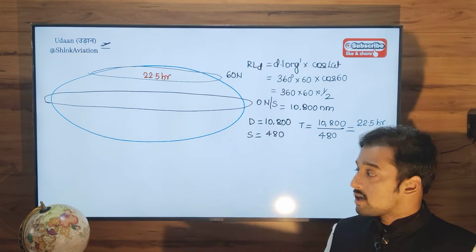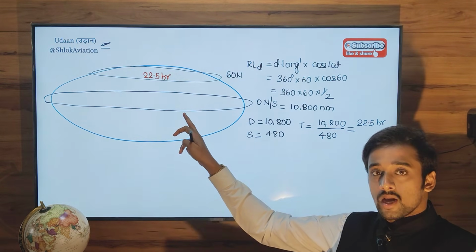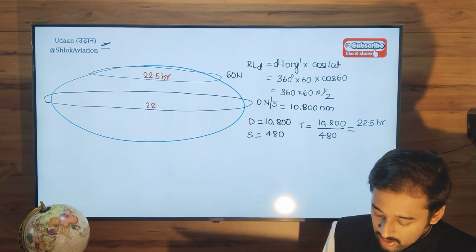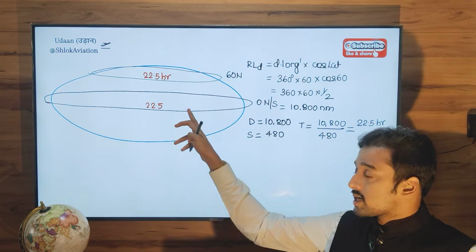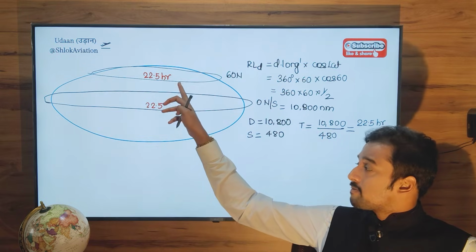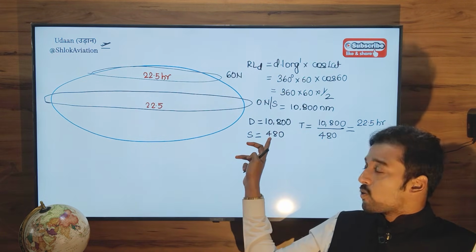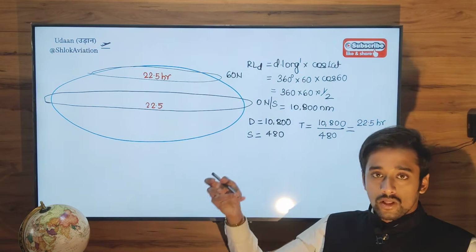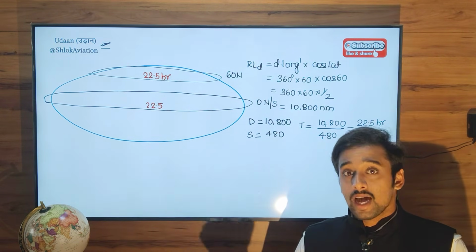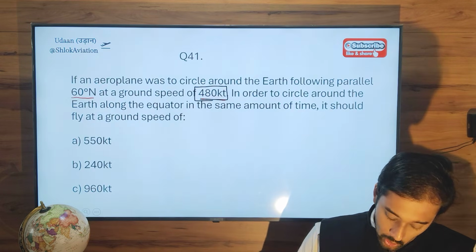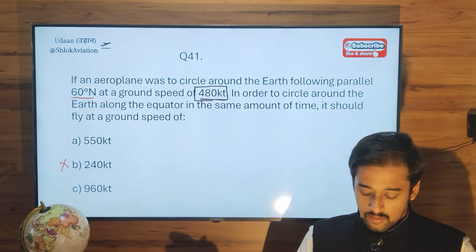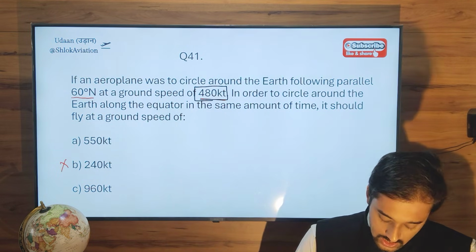Now you have to circle the equator, 0° north south, full 360° in the same time. In the same time you have to cover a much greater distance at the equator. So what will be your new speed? It will definitely be more than the speed over here. Over here the speed was 480. At the equator it should be more than 480 because the distance you have to cover at the equator is more, but the time is the same. More than 480 means eliminate option B. Remaining options are 550 and 960.